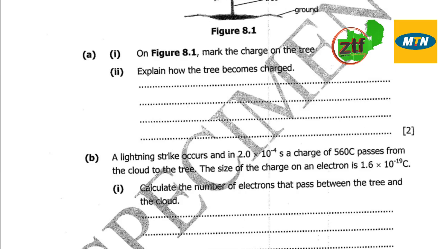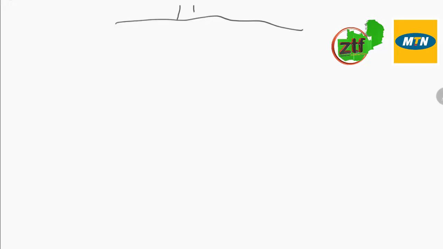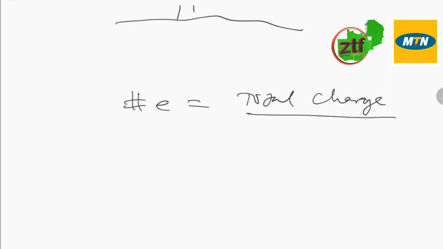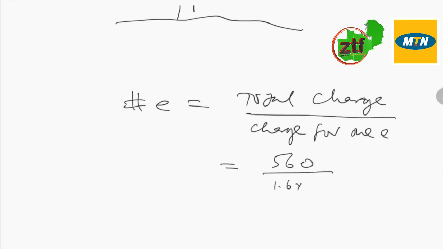Dear viewers, we go quickly to these calculations. The number of electrons will be equal to total charge divided by the charge for one electron. So we are going to get 560 divided by 1.6 times 10 to the power minus 19. So we are going to see 560 divided by 1.6 times 10 to the power 19, because 19 will come on top and be positive. So 560 divided by 1.6.